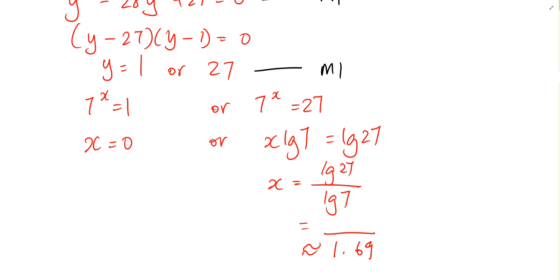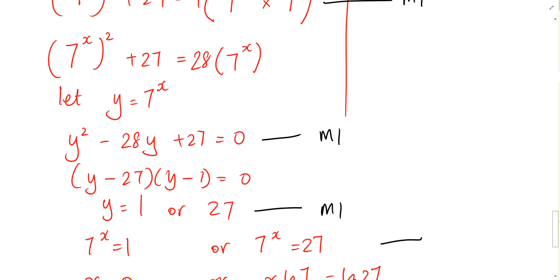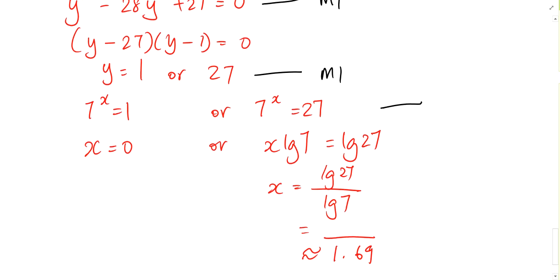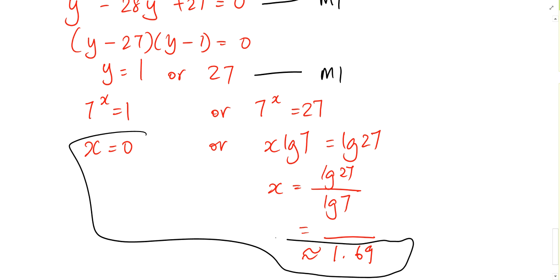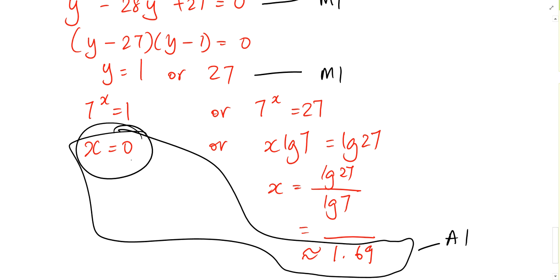Where are the other marks allocated? 1 mark over. So there's 3 marks so far already. The last mark will be these two. Your answer mark. There is no need to reject anything. You sub your x equals 0 back into the equation, it will still be valid.